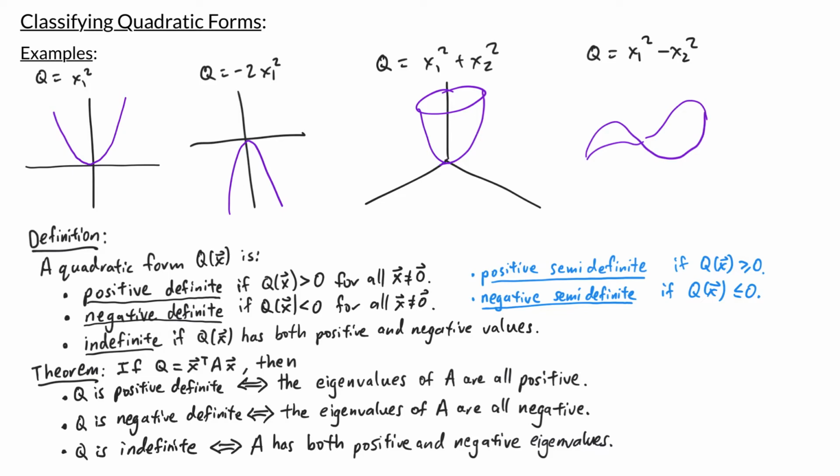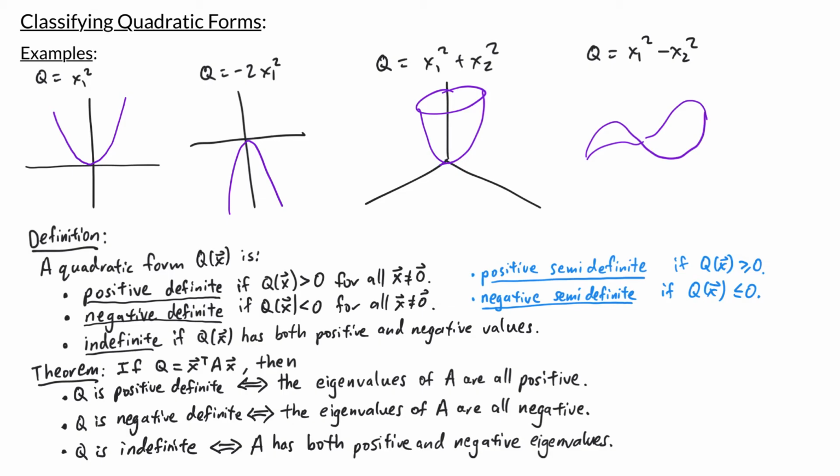We won't be going through the details of the proof of this theorem, but essentially what it boils down to is making a change of variables for Q so that we rewrite Q without any cross product terms. Once you make your change of variables, Q will look like lambda 1 times y1 squared plus lambda 2 times y2 squared, and so forth, plus lambda n times yn squared. Now, if all of the eigenvalues are positive, then each of the coefficients lambda 1 through lambda n are positive, and so your quadratic form will be positive.